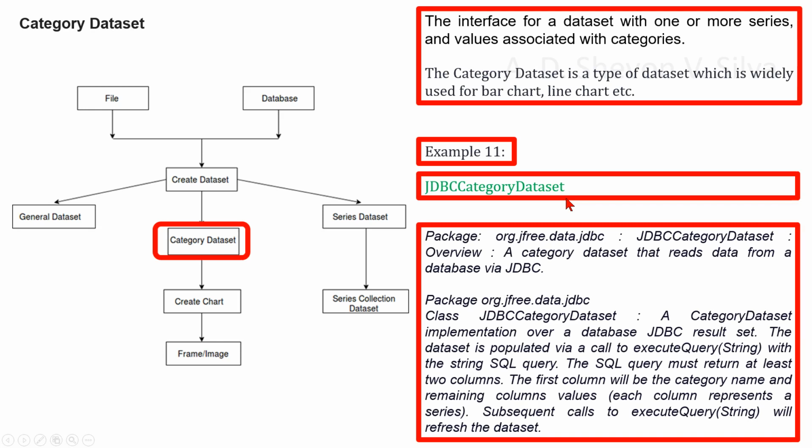This SQL query must return at least 2 columns. The first column will be the category name and the remaining columns values. Each column represents a series. Subsequent calls to executeQuery(String) will refresh the dataset. A category dataset that reads data from a database via JDBC. The data is cached in memory and can be refreshed at any time.